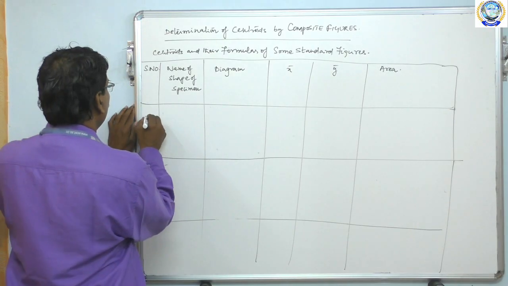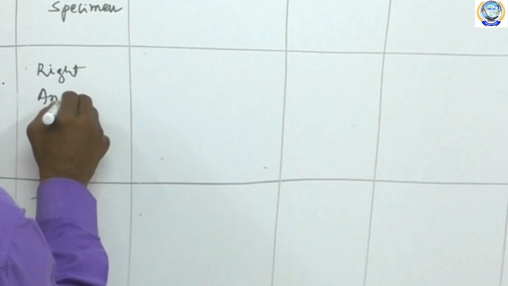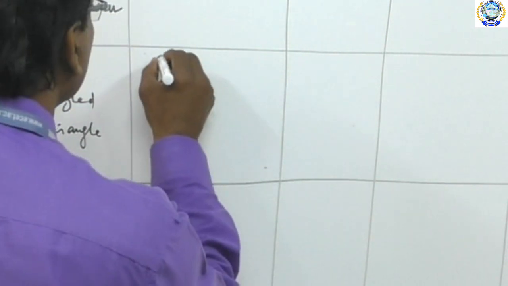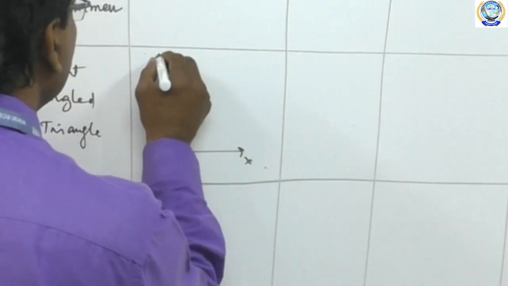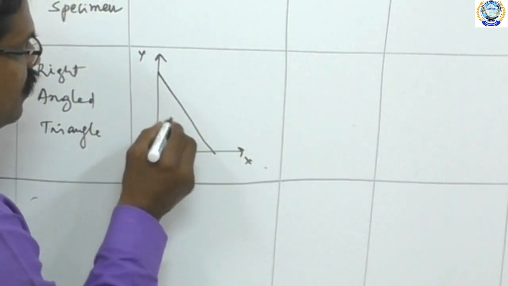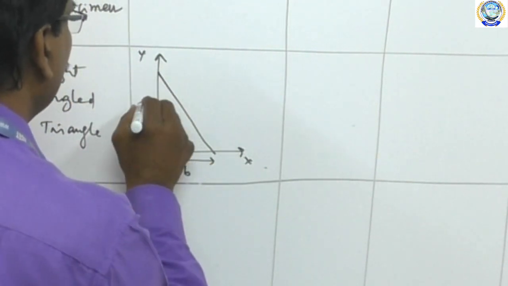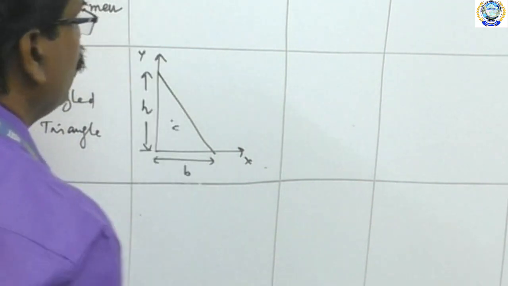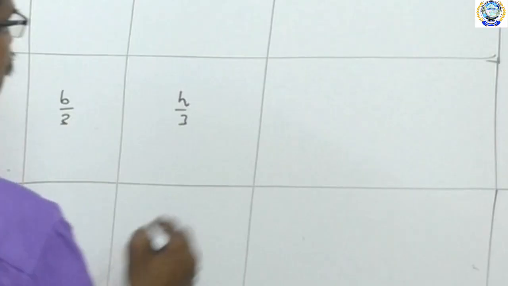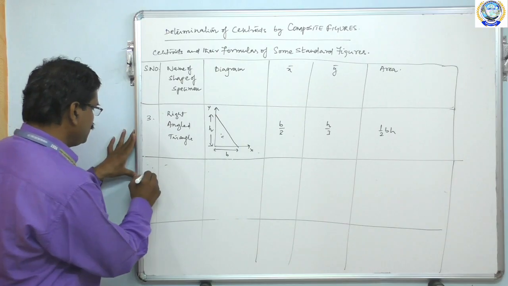Similarly, the third specimen is a right angle triangle. That we will draw like this. X-axis, y-axis, and this is right angle triangle. This is called centroid. Imagine that this is base of the triangle and this is height of the triangle. So the formula for x coordinate is B by 3, y coordinate is H by 3, and area is 1 by 2 BH. We have to remember these formulas.